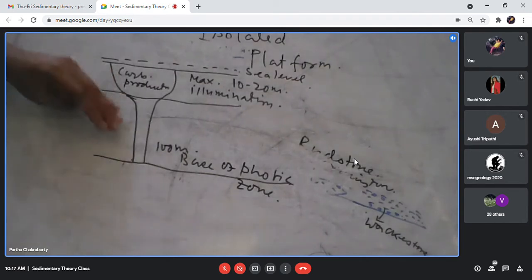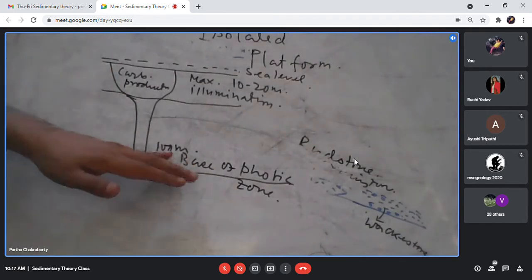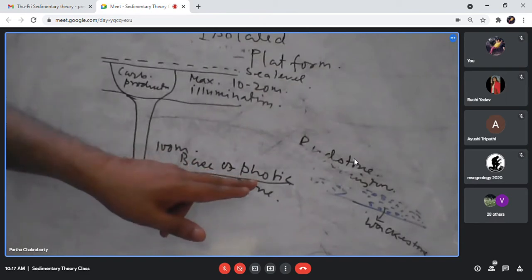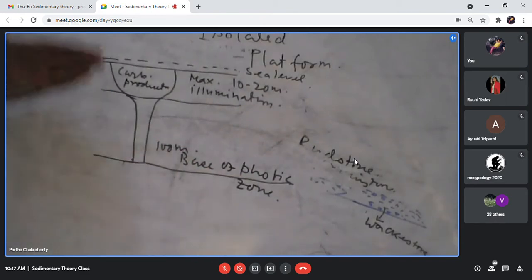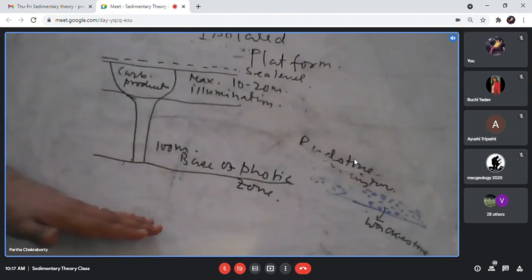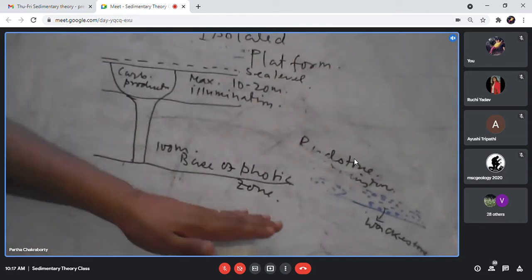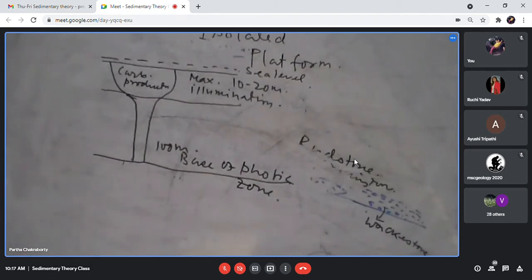And that carbonate production goes on up to 100 meters, which is the base of the photic zone. Okay? We know that it still continues if it is a calcitic mineralogy, and that calcitic mineralogy goes up to the CCD, that is the carbonate compensation depth.